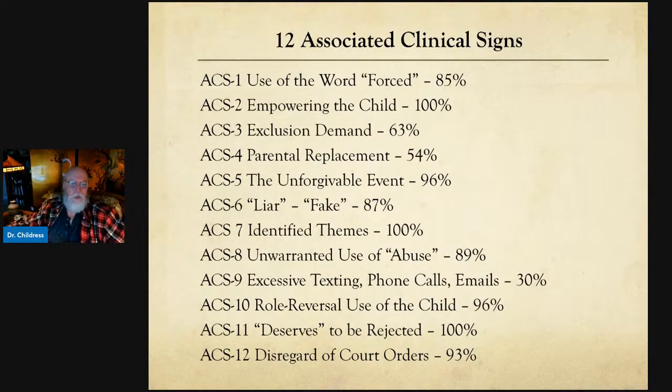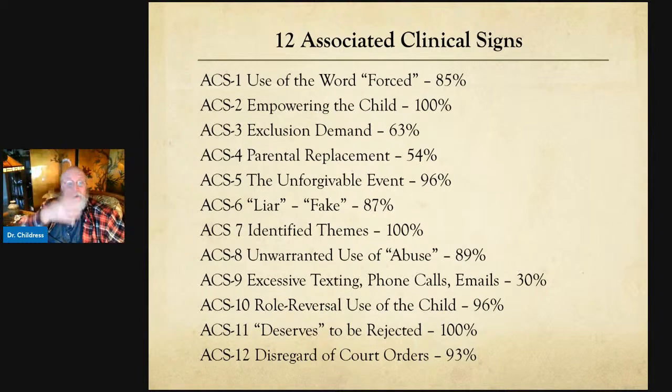It's the child, not me. Denies responsibility. That's 96% of the families. So pretty much all the families show this. It's not me, it's the child who's doing this stuff. Parental abdication of responsibility. And then ACS11, deserves to be rejected.